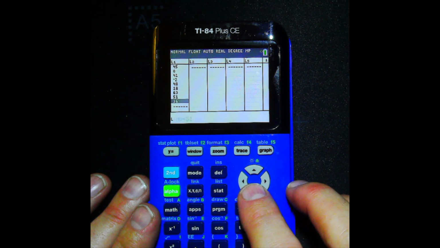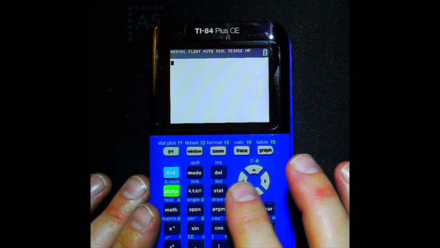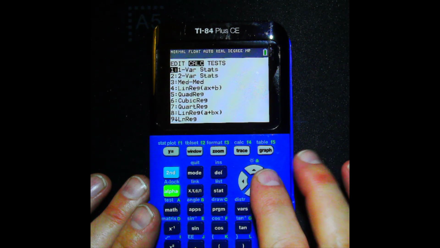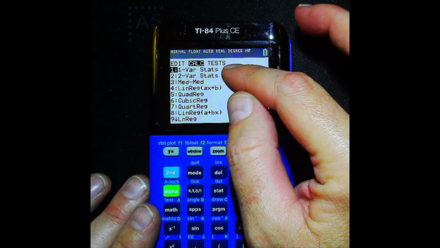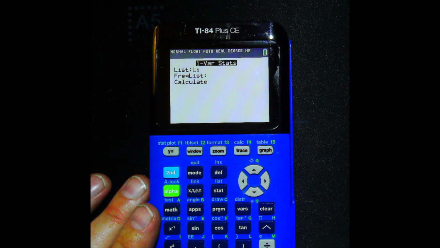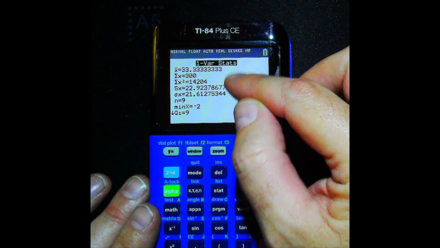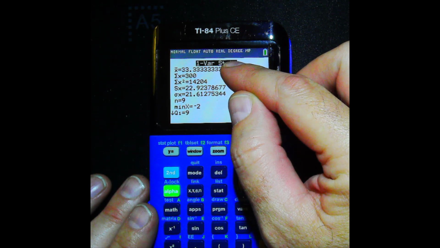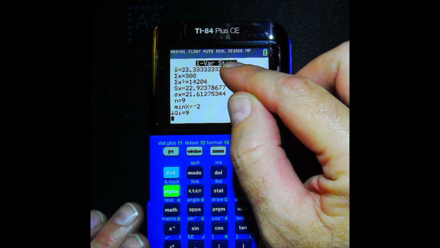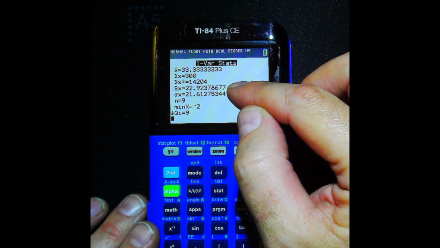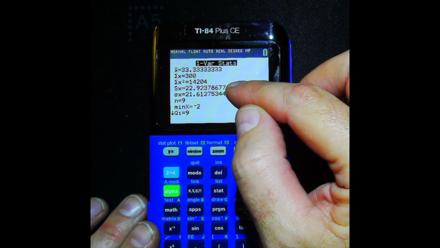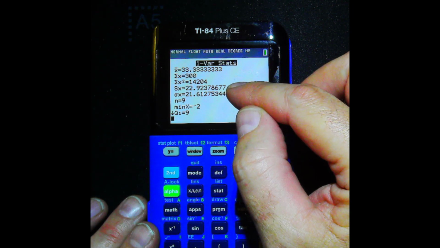I've already entered this list of all of these differences, as you can see here. So we're going to go back and look at StatCalc, and we're going to do one variable statistics using list 1. The things that we need here are the standard deviation and the mean. The mean difference was 33.33333 and so on, and then the standard deviation was about 22.9.